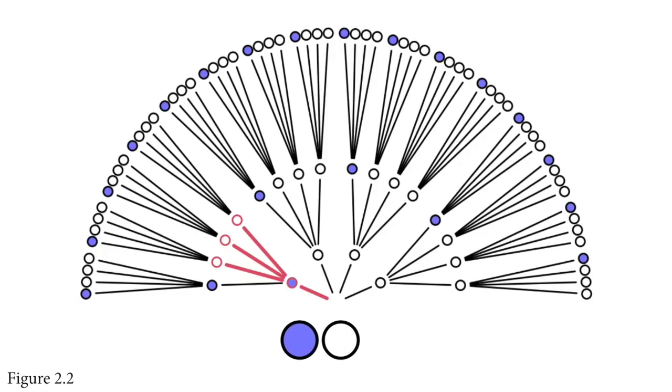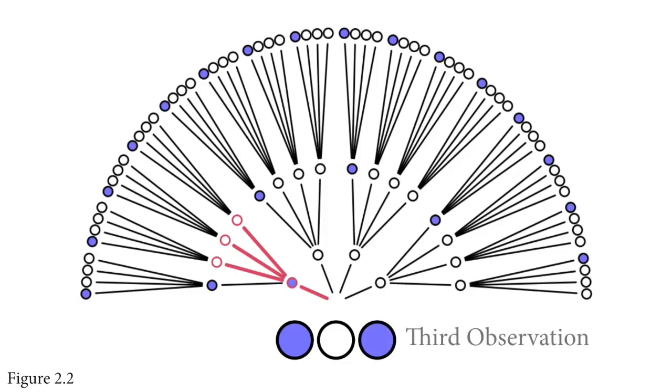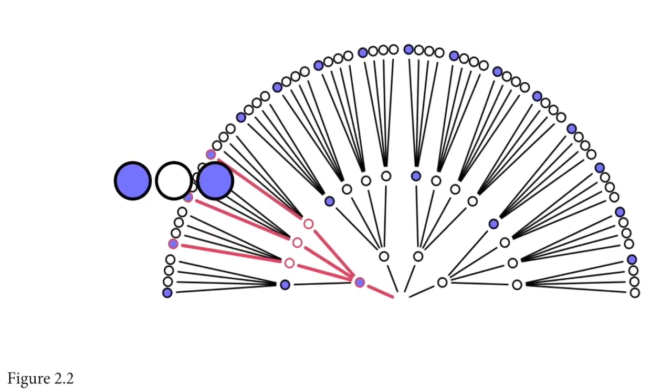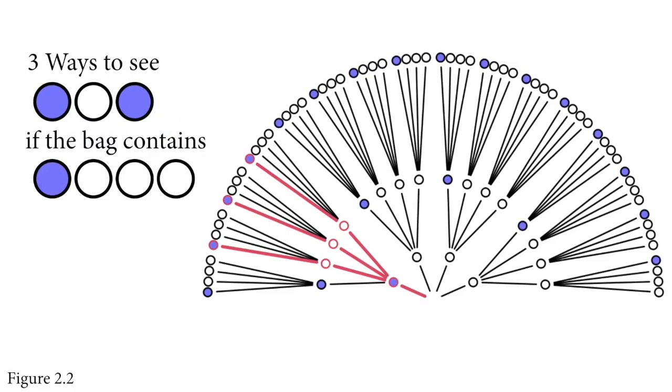And then we consider the third and final observation. This is blue. And so we trace the blue paths that originate from the 3 valid paths that we had so far. So there are 3 total ways for the sample to arise, assuming the bag contains 1 blue and 3 white marbles. So let's summarize that, because this is our goal in Bayesian inference, to count up the number of ways to see the sample if the bag contains, in this case, 1 blue and 3 white marbles.